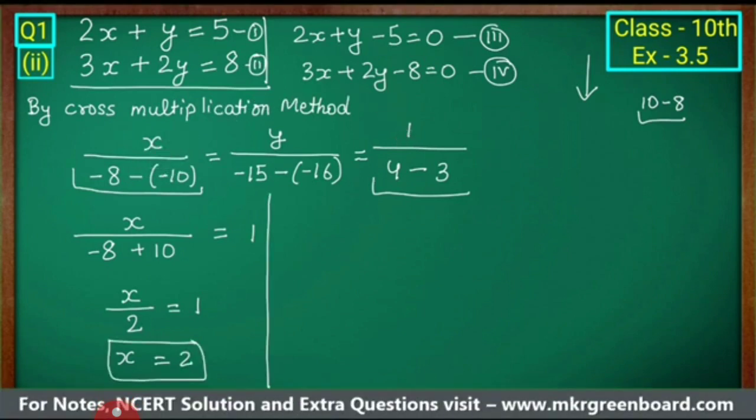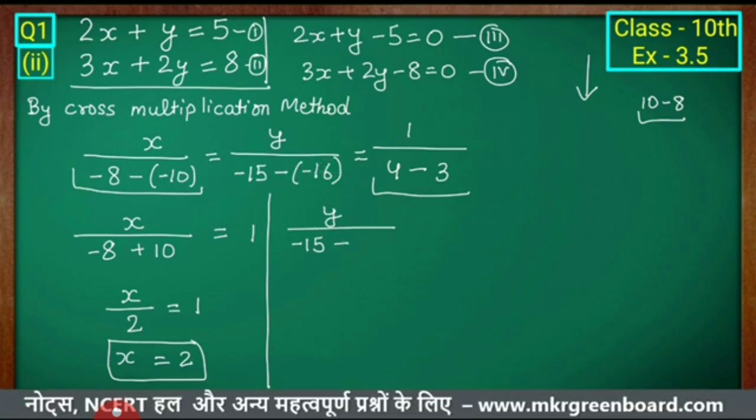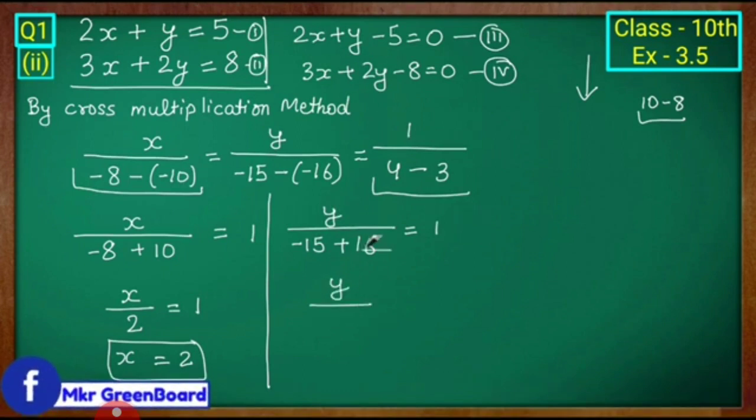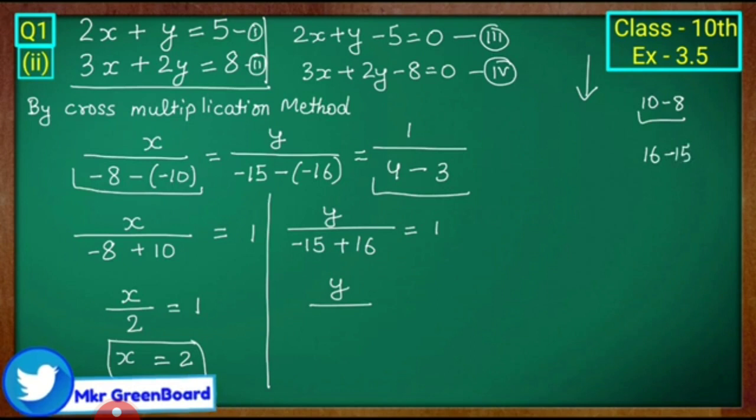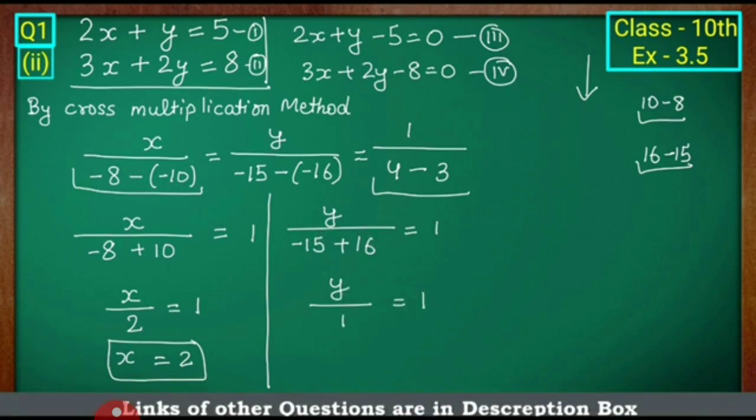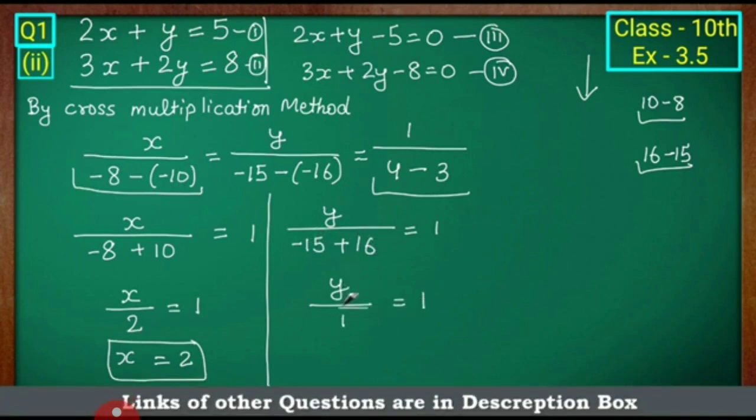Similarly for y, take the second and last term. So y upon minus 15, and minus into minus is plus 16, is equal to 1, as we saw earlier. So y upon minus 15 plus 16 is 1, is equal to 1. The y will be 1 only. Okay, that's all.